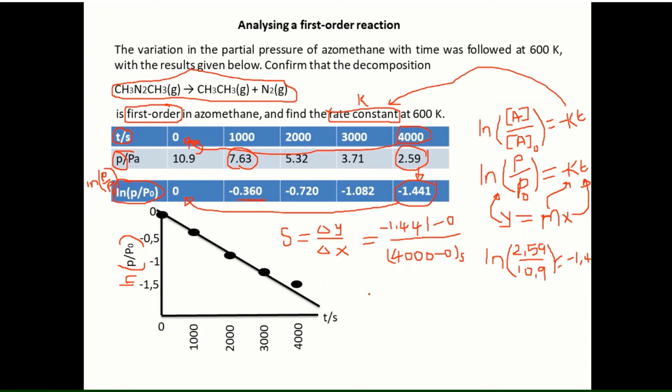So now if you press a calculator, this will be negative 3.6 times 10 to the index negative 4. So in other words, our rate constant k will be 3.6 times 10 to the power minus 4 per second. And this is the answer we are looking for.